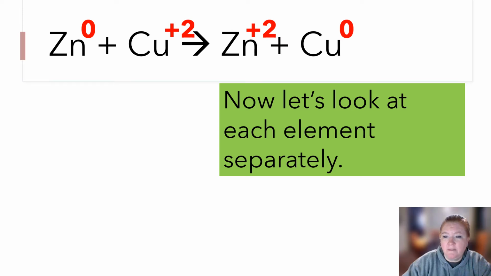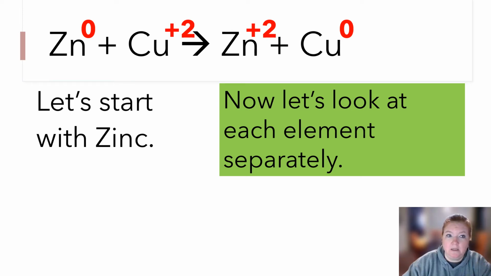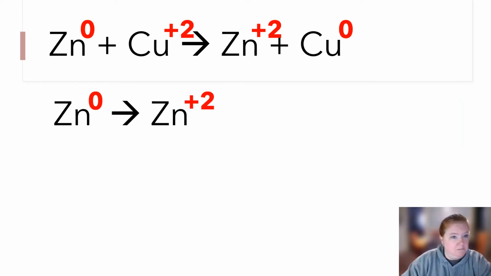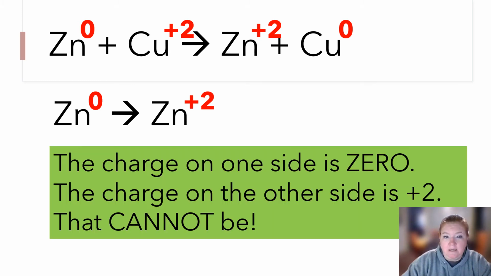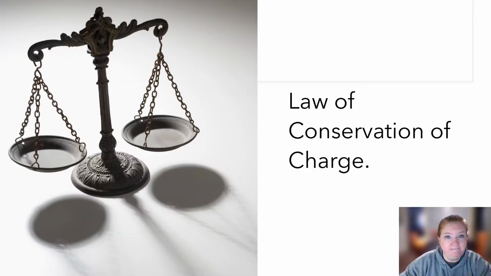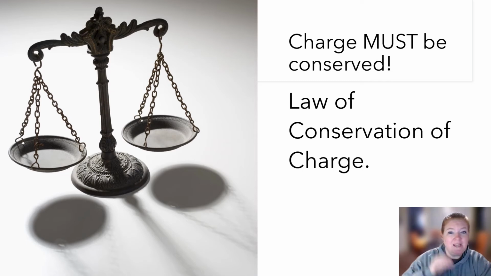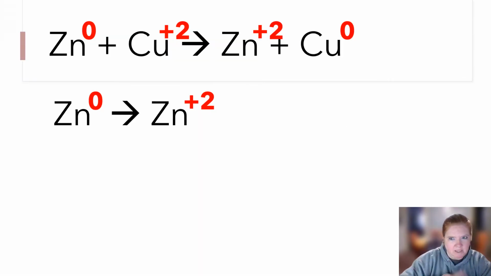Now let's look at each element separately. We're going to start with zinc. There's the change that zinc had. The change in charge is this. On one side, the charge is 0. On the other side, the charge is +2. Absolutely. Negative, negative, can't be. Why? Conservation of charge. Charge must be conserved, and we can't have 0 on one side and +2 on the other. So let's go back to it.